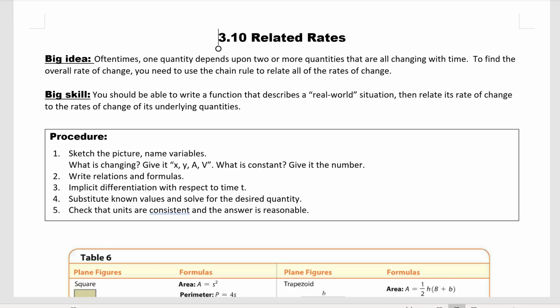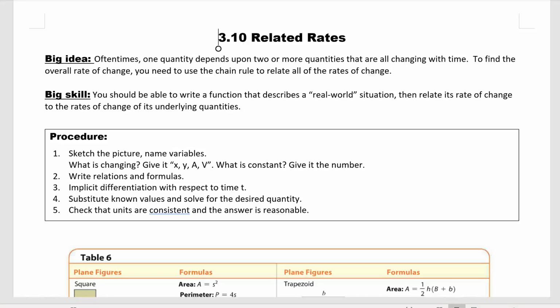Okay? And what is constant? Give it the number. If it's a constant, you don't need to name a variable. Variable only varies, right? So if it's a constant, just give it the number. Don't name a variable for it. That is the first step. And then second step, we write the relations. Okay, and all the formulas relate those variables.